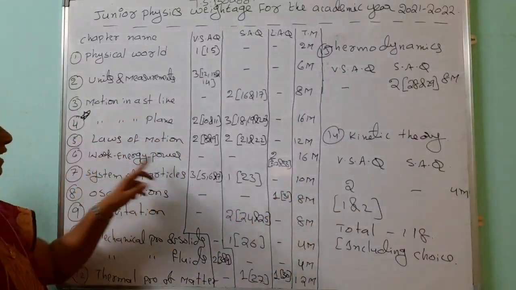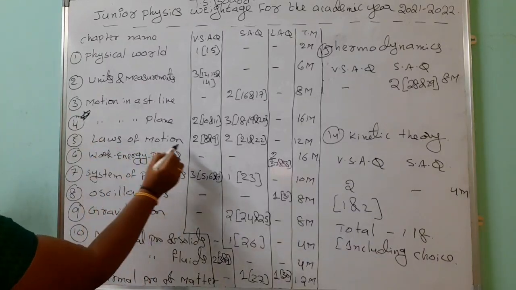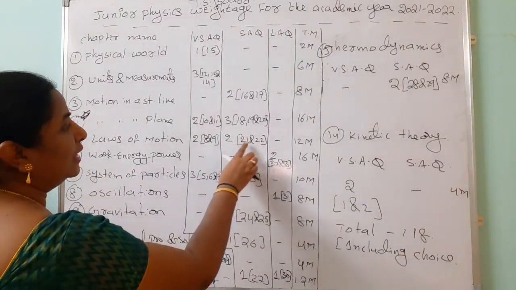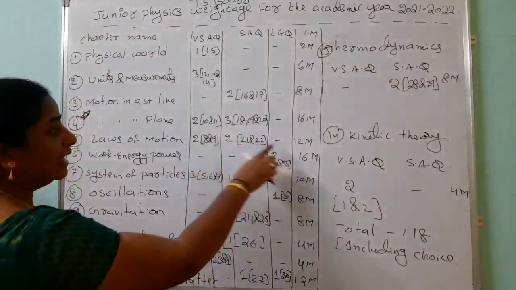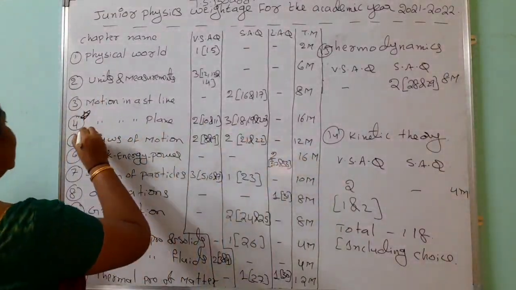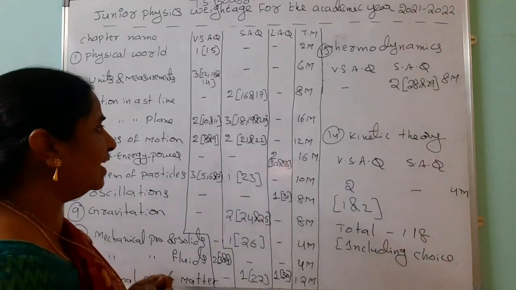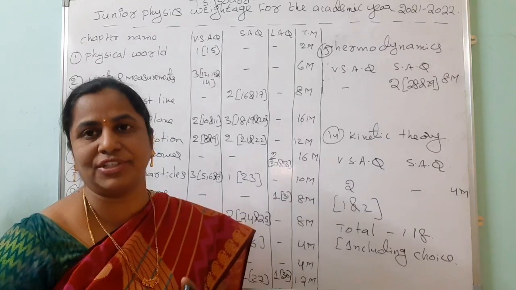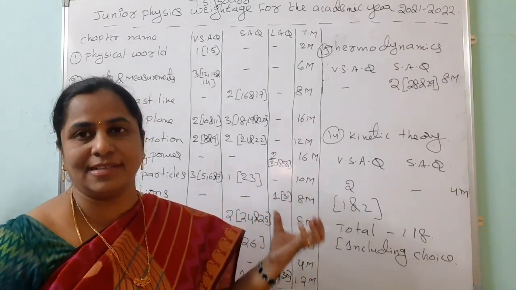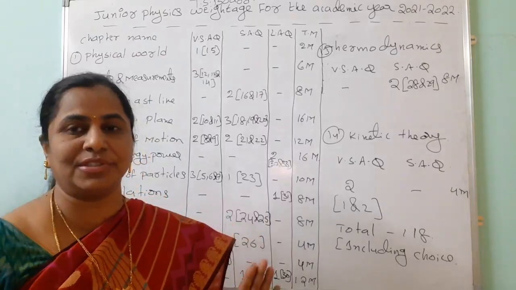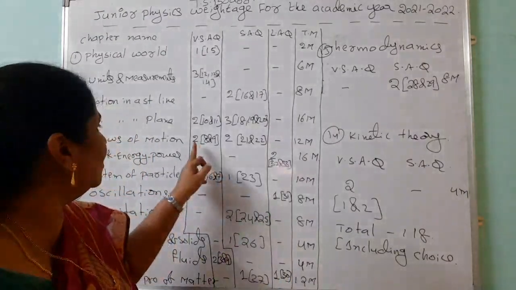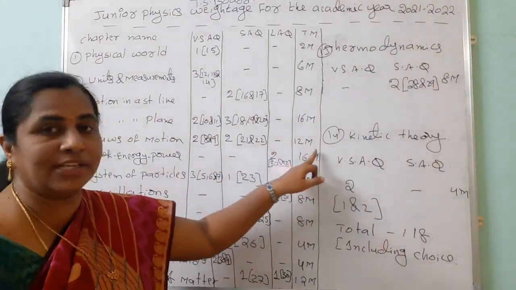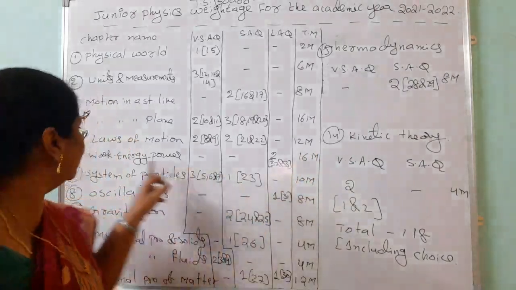Then come to laws of motion, in between, before work energy power. We are expecting 2 VSAQs, question numbers 8 and 9, and 2 SAQs. Total weightage is how much? 12 marks. Don't leave this chapter also. This chapter is very simple and very easy. How many types of friction are there? What are the methods to reduce friction? And all these very simple advantages and disadvantages of friction. Don't leave the laws of motion. If you know the laws of motion, you can write 2 very short answer questions and 2 short answers. Total weightage is how much? 12 marks.